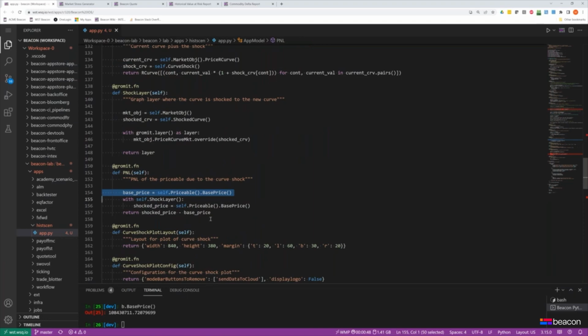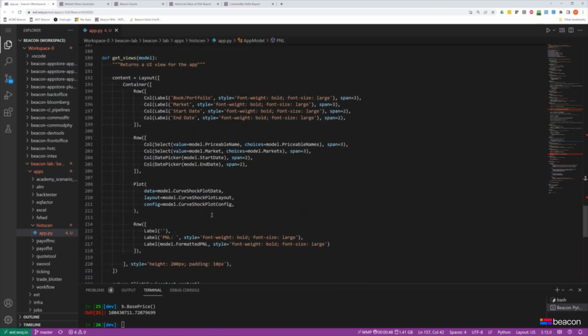And again, it uses a dependency graph that makes it really easy to code this stuff. So I just say I've got the base price, that's the price without doing the curve shock. And then in a grommet layer, which is a layer of the dependency graph where I've applied my shocked curve, I can go and get the price of the book. So it's really easy to do calculations like that using the dependency graph.